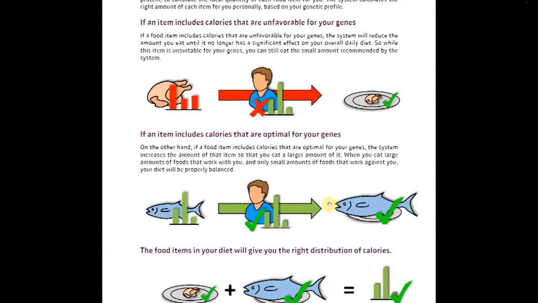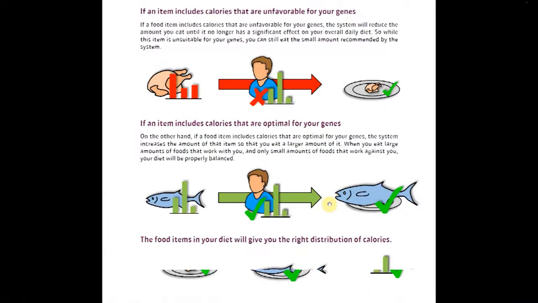Let's say that chicken is a bad balance for you. That would mean it has too much fat for your genes. Then we would just take chicken and reduce it in amount so much that it becomes such a small and insignificant portion that it doesn't matter for you to eat chicken. If fish, on the other hand, is exactly the right balance, then we would increase this portion so much that it dominates your daily menu. So this portion would be very big.